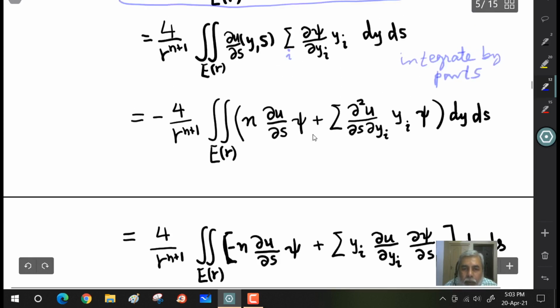Okay, so when you integrate by parts, there is a negative sign here, and once you take the differentiation with respect to yi, that produces n, because there are n terms, and there is another one, so you are taking differentiation of del u by del s with respect to yi, and that will produce this one. So we have two terms.